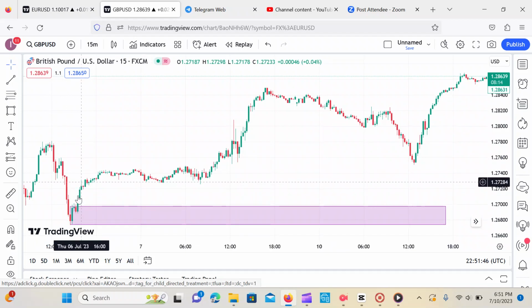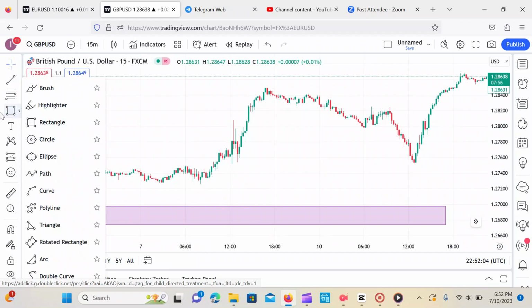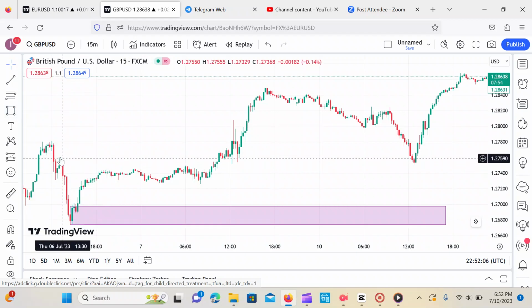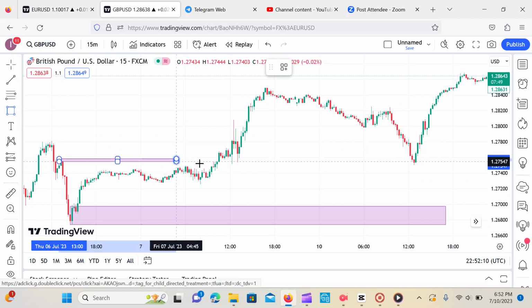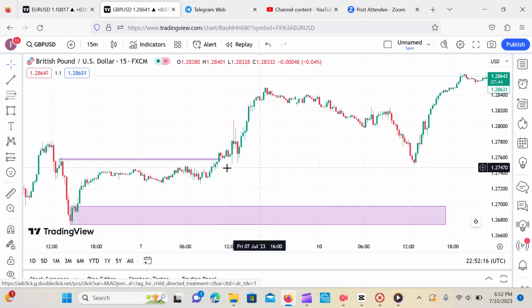This demand zone has not led to any break or change of character. Price is still consolidating. This is a high. Any break above this high is going to be called a change of character. So immediately price broke above this high, it's a full body candle. We had a change of character, then price pushed back a bit to give us an order block.